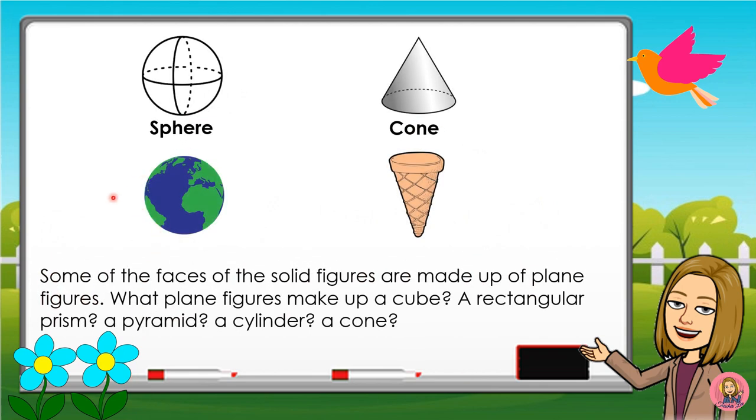Some faces of the solid figures are made up of plane figures. What plane figures make up a cube, a rectangular prism, a pyramid, a cylinder, or a cone?